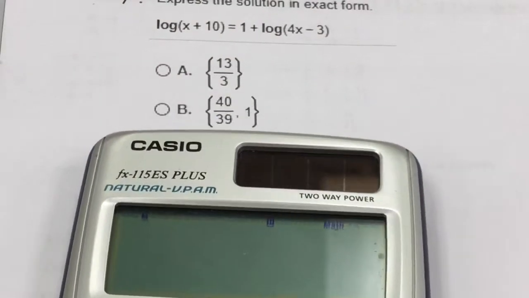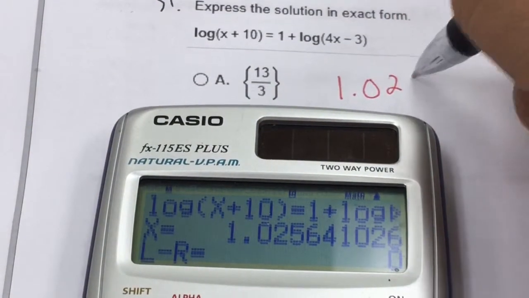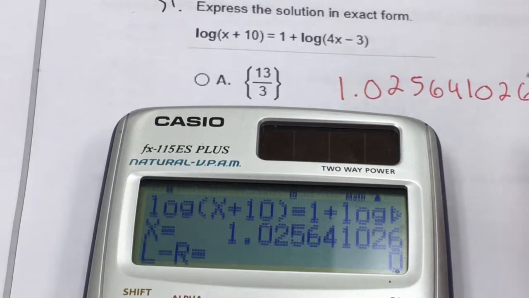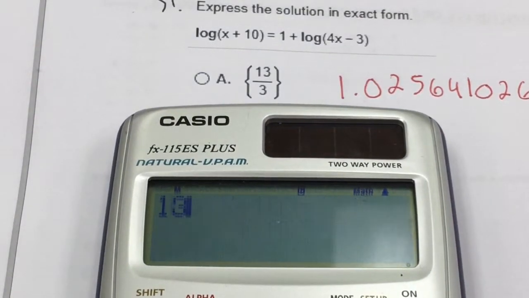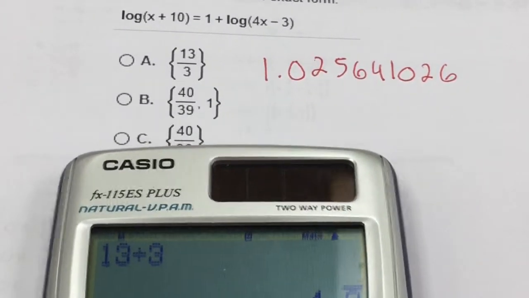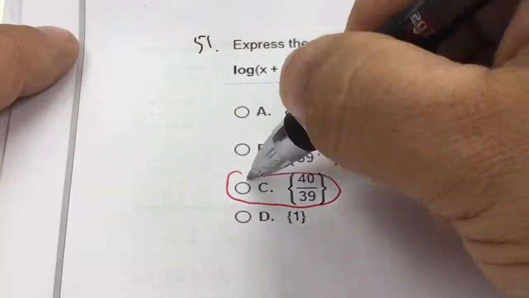It might be wrong because I guessed the wrong guess. 1.02564, 1.026. I'm going to try 13 over 3 to see if that equals that decimal. No. I'm going to try 40 over 39. 40 divided by 39. See if it equals that decimal. And it does. Look at that. So it's going to be 40 over 39, but not 1, because the 1 didn't work.